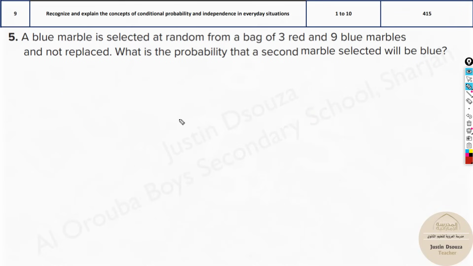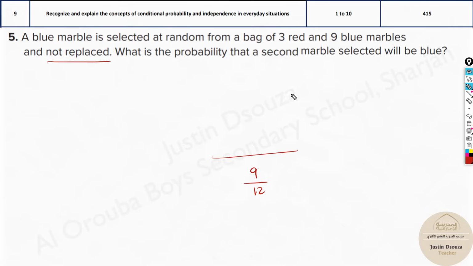A blue marble is selected at random from a bag of 3 red and 9 blue marbles and not replaced. This is a very important sentence. What is the probability that the second marble selected will be blue? First, let's write the condition. A blue marble is selected. How many total marbles are there? There are 12 marbles and blue is 9 out of 12, or 3 by 4, or it is 75%.